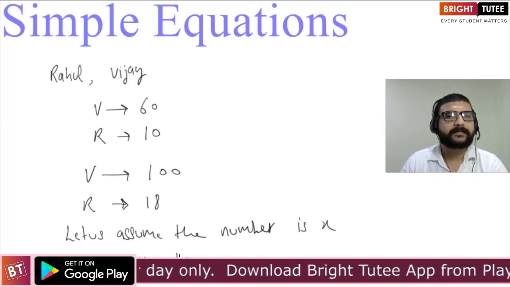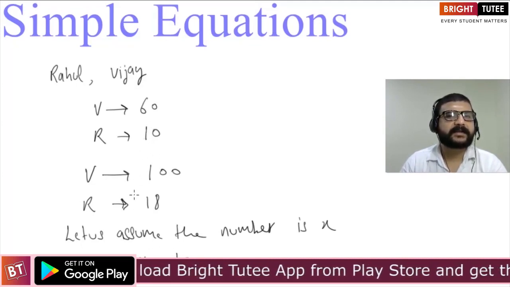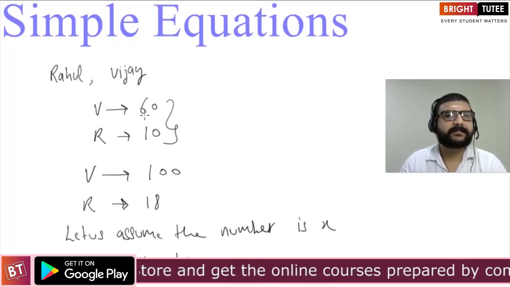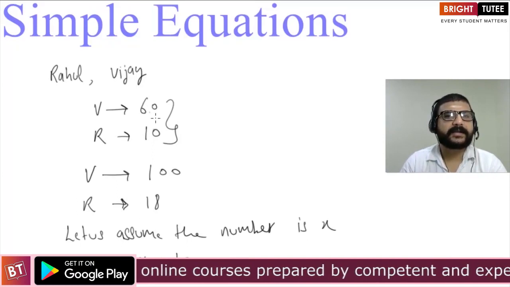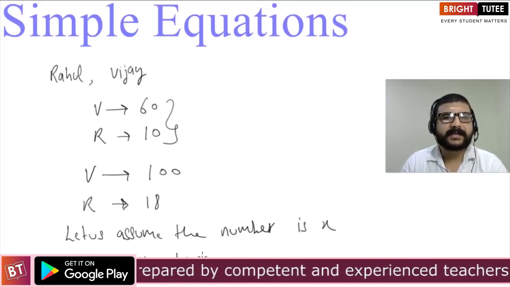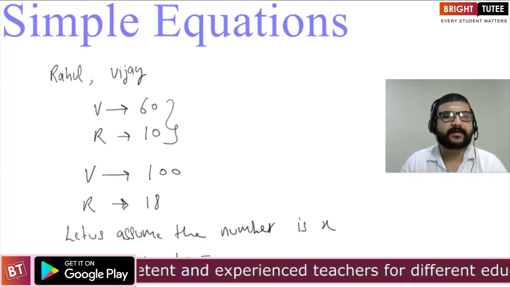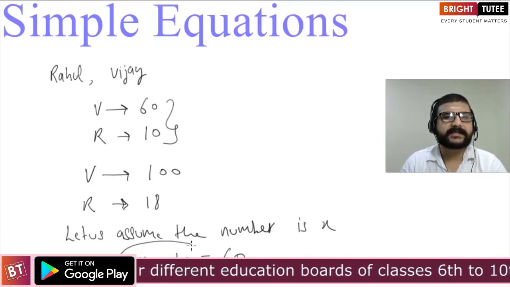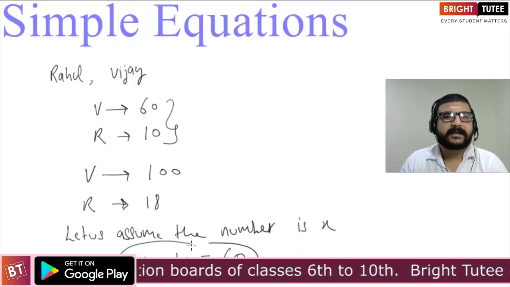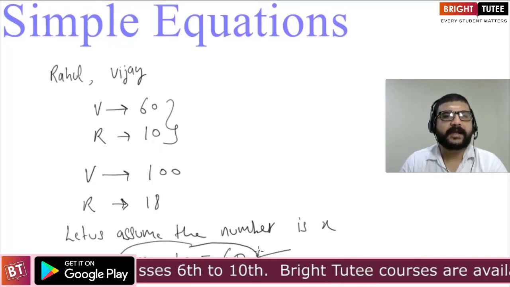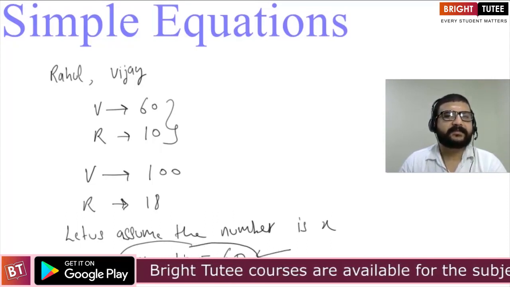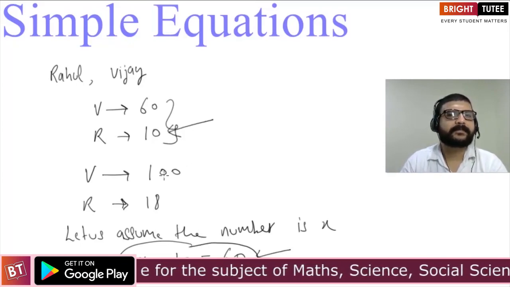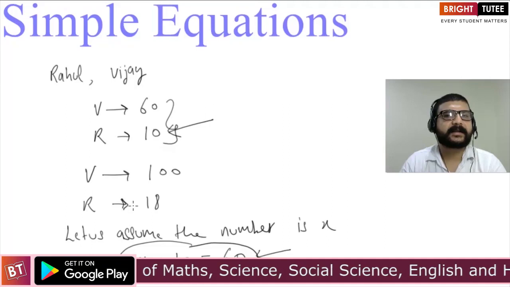Then he asked for the result, whatever he is getting. In the first case, when Vijay multiplied his number with 5 and added 10 to it, he got 60. So this means Rahul just equated this expression with 60. And from this equation, he found the value of x which satisfies it. And that value is 10, as he told him that the number you have thought of is 10.